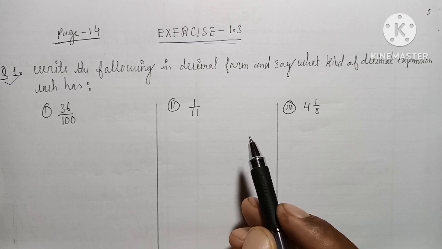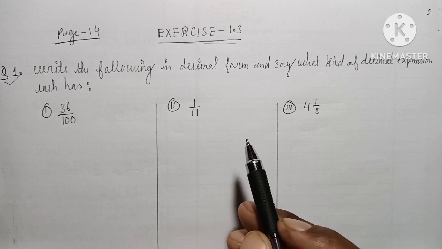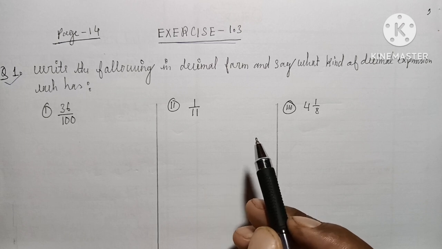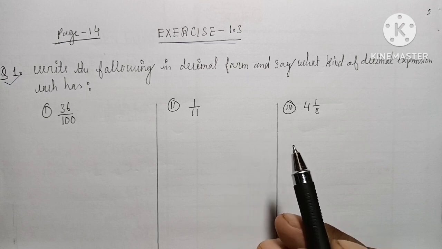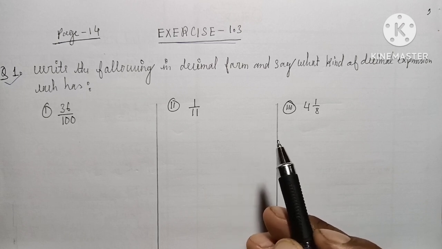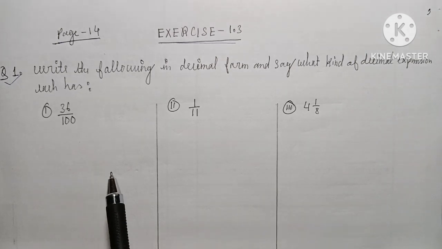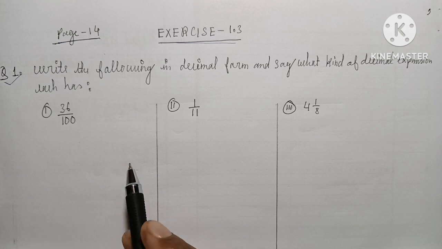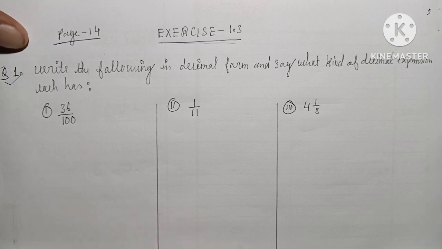This one you have to say, non-terminating decimal expansion or terminating decimal expansion or not. These are the decimal expansions we have to say. After solving, we have to say what kind of decimal expansion it has. Let's begin our solution.